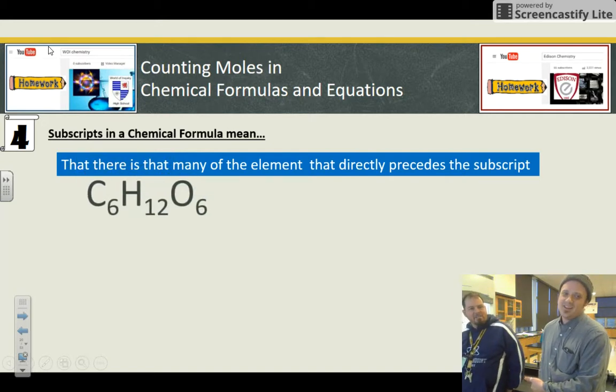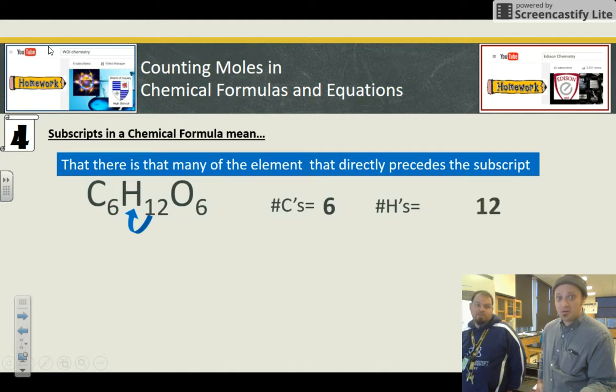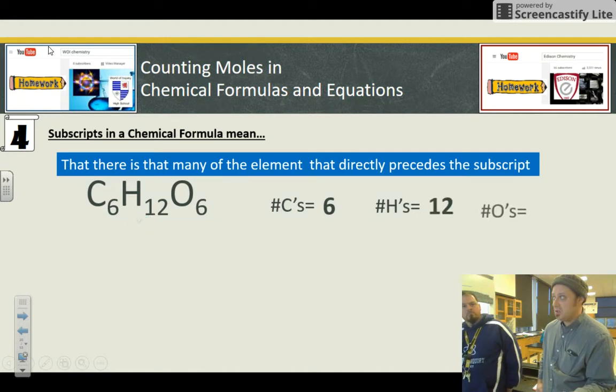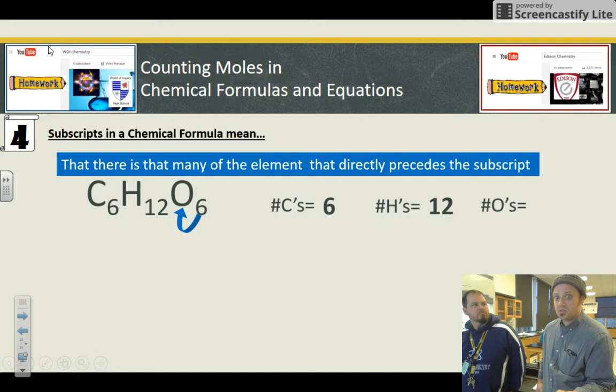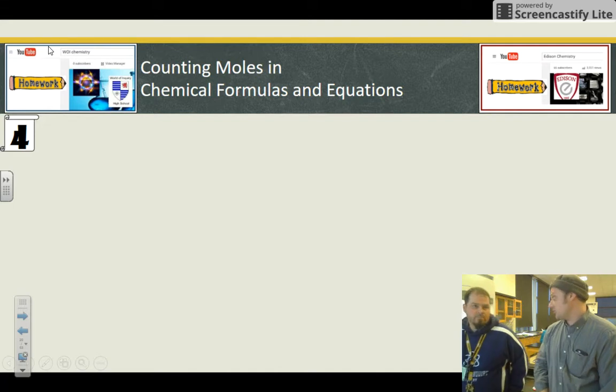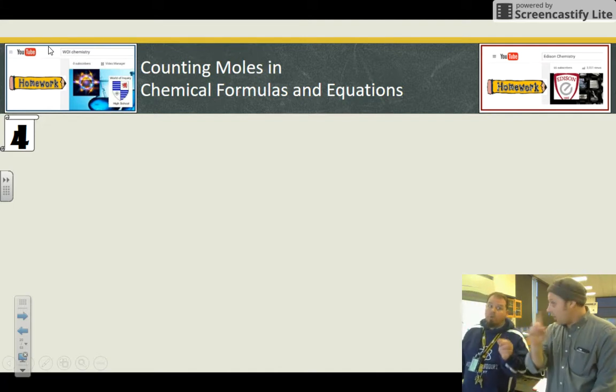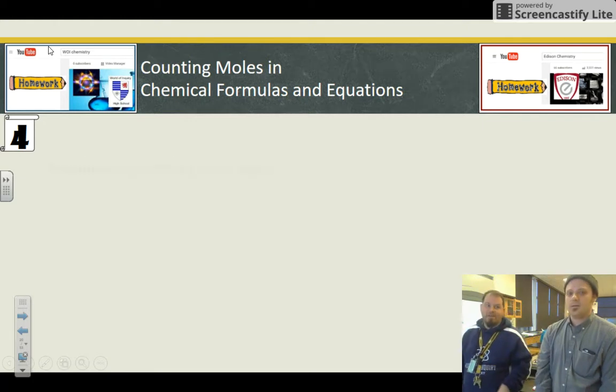C6H12O6. So the 6 means there's 6 carbons. It's after the carbon. And the 12 means that there's 12 hydrogens. And the O means there's 6 oxygens. And specifically, there's 6 moles of carbon, 12 moles of hydrogen, and 6 moles of oxygen in 1 mole of that molecule.